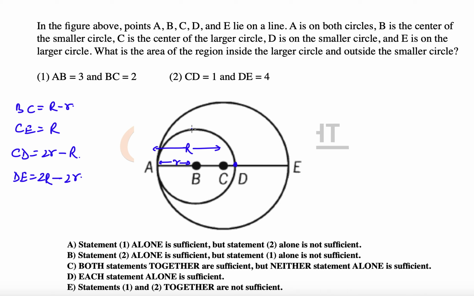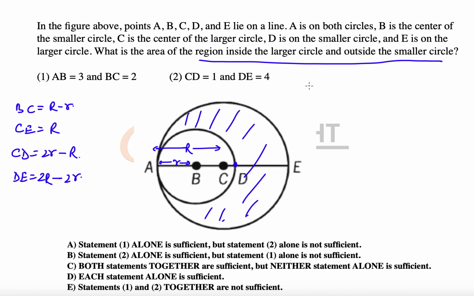Now we need to find out this shaded region, and this shaded region, the area that the question is asking, is equal to the bigger circle minus the smaller circle. So the shaded area is equal to pi capital R squared minus pi small r squared, which means we need to find out capital R plus small r and capital R minus small r, and we will be able to answer this question.